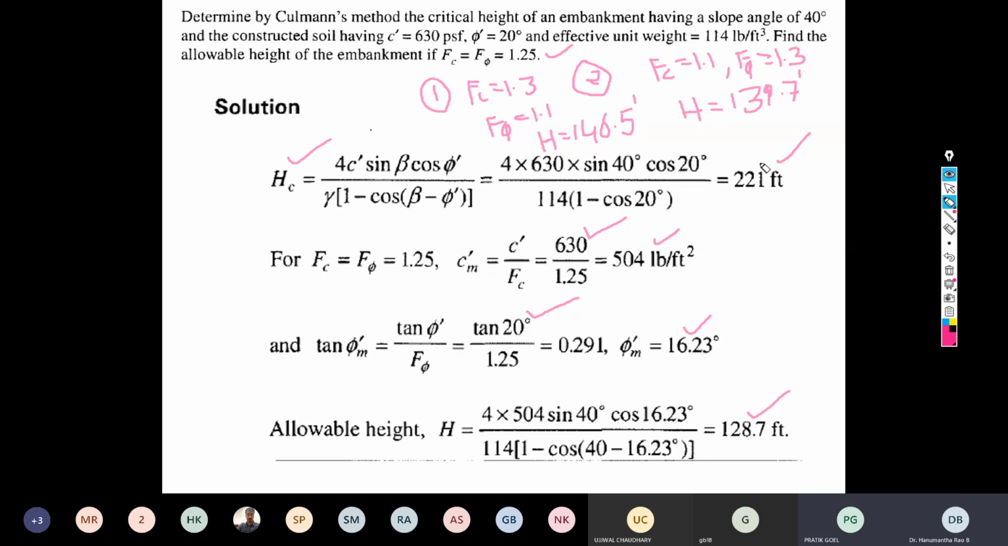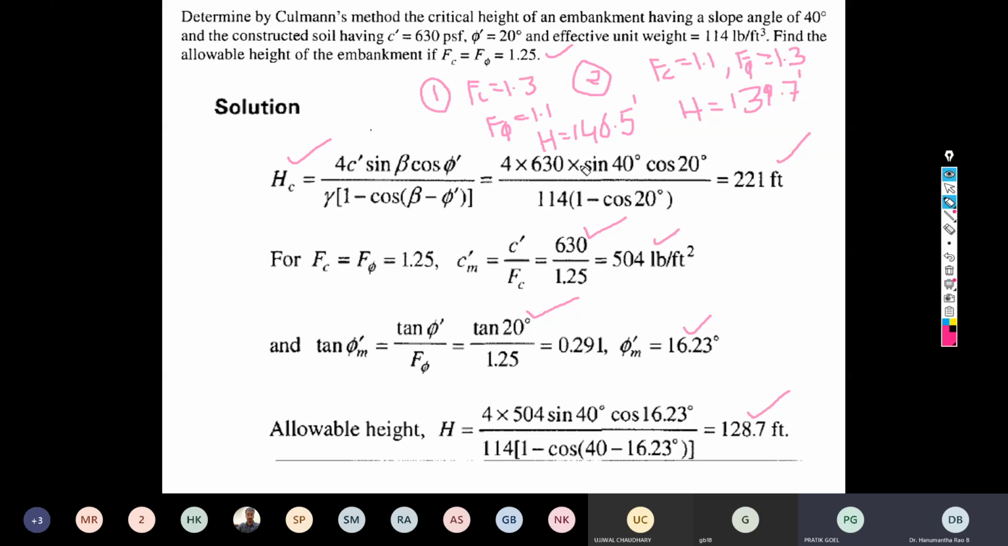Sir, when we increase the factor of safety, the height should decrease. Yes, because we are taking more of a factor of safety, which means we are taking our result to the safer side. So as we are taking our result to the safer side, we'll get less height.